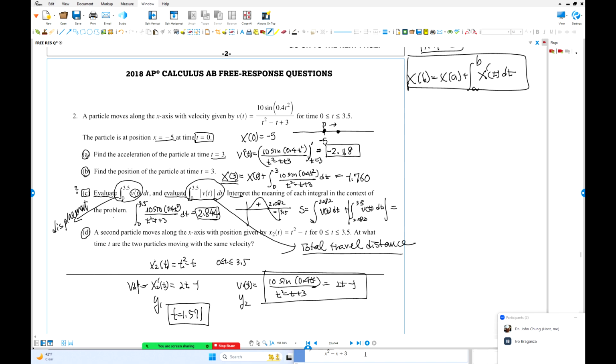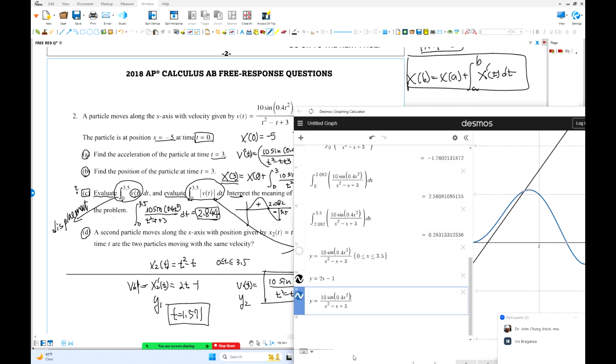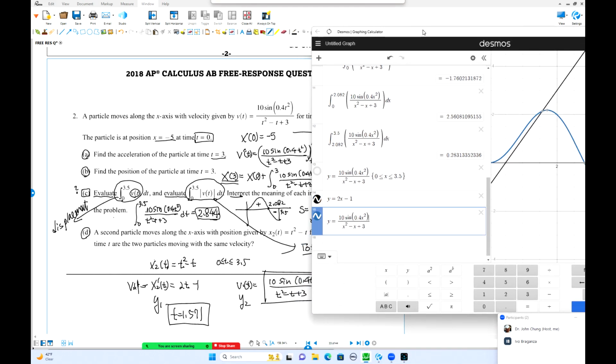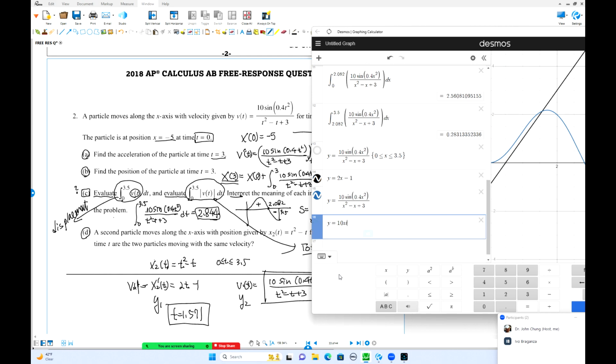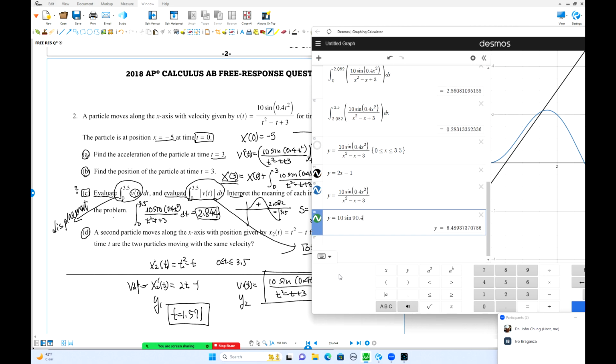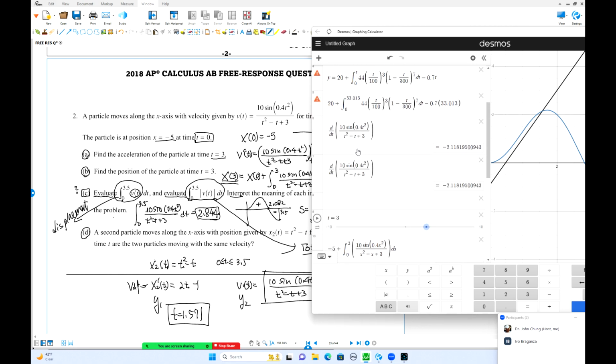I'm gonna make sure, okay, one more time the graph of this one. Y equals 10 sine 0.4. Can I use the t square? Okay, just give me one more t square. T.